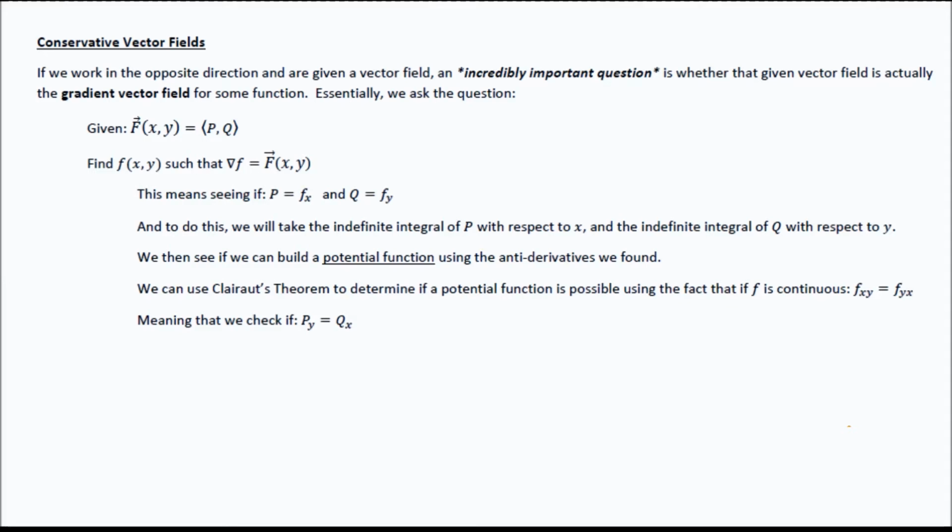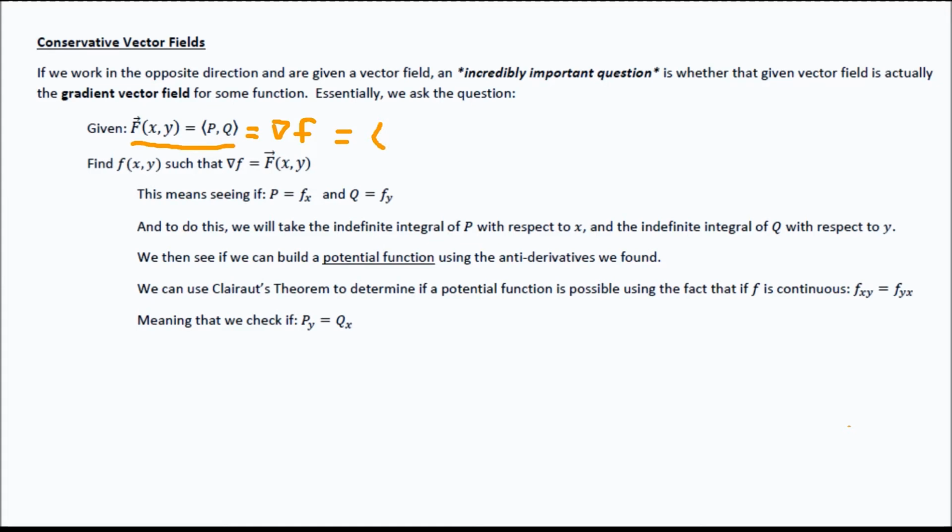Now, one of the most important concepts for this entire unit is the concept of a conservative vector field. If we were to try to work in the opposite direction of what we just did, where previously I was given a function and I found the gradient field associated with that function, now I want to know: if I was given a vector field, could I work backwards and show that it is the gradient vector field of some function? So again, if I'm given some vector field F of x, y, can I show that this is equal to the gradient of some function little f?